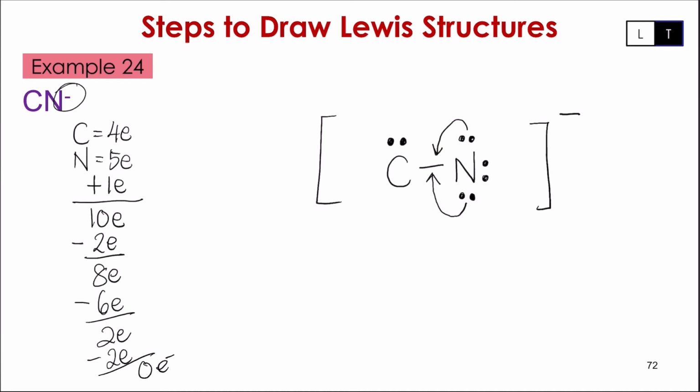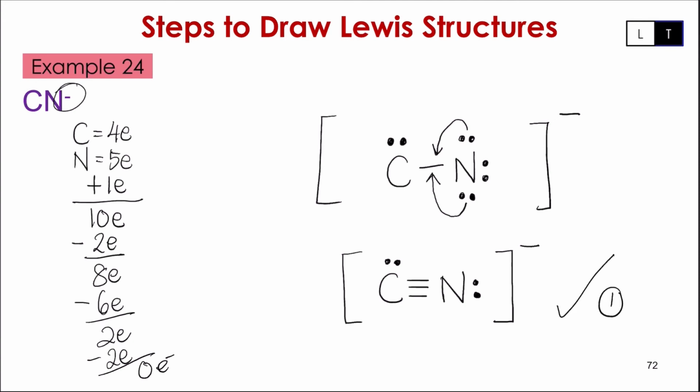No, we are going to finish the drawing. So, draw the square bracket with the negative charge. Don't forget, because it has a charge, we must draw the square bracket. And then I have carbon with one lone pair and bonded by a triple bond to nitrogen with one lone pair left as well. So this is the structure for CN minus. Without the brackets, this one is not a complete Lewis structure.